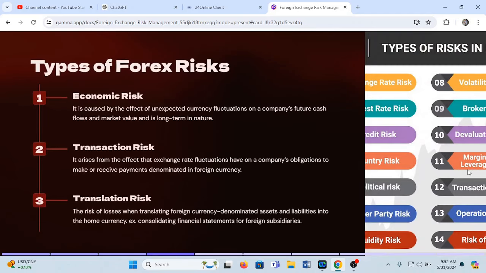Next is, what are the various types of foreign exchange risk? The main three types of foreign exchange risk are transaction risk, translation risk, and economic risk. Now I'll give you one example each. Transaction risk: what do you mean by transaction risk? Let's say I'm in India and I'm a businessman doing a transaction with a Japanese company, and this is the bullet train contract which is going on.